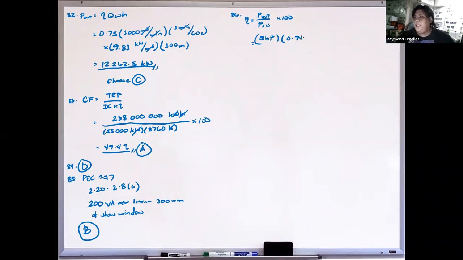Since the input is in kilowatts, we no longer need to convert the input. So the input power is 4.5 kilowatts. Just multiply this by 100, and you will get 83%. So this is letter B.